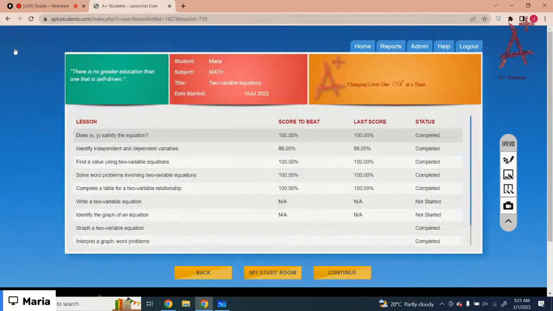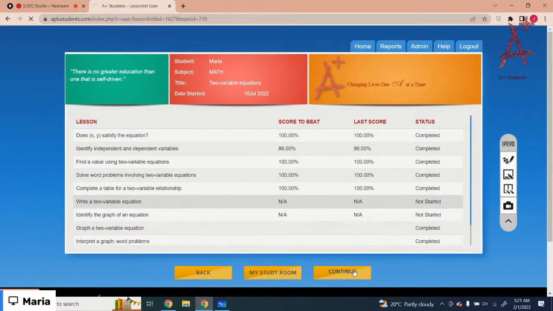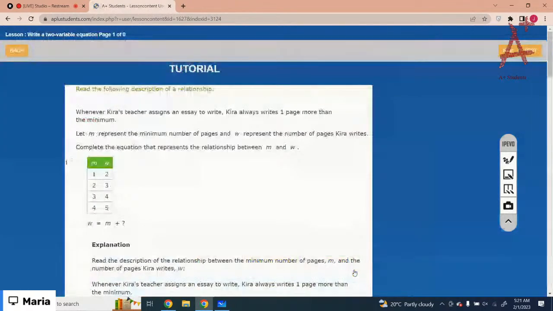Okay, the next lesson is write a two variable equation. Let's just start with the next lesson. Okay, let me read the question. Whenever Kira's teacher assigns an essay to write, Kira always writes one page more than the minimum. Let M represent the minimum pages and W represent the number of pages Kira writes. Complete the equation that represents the relationship between M and W.